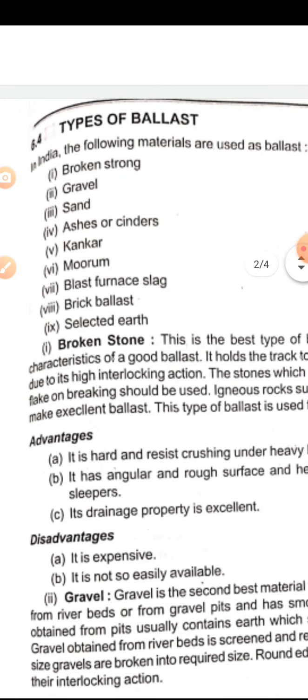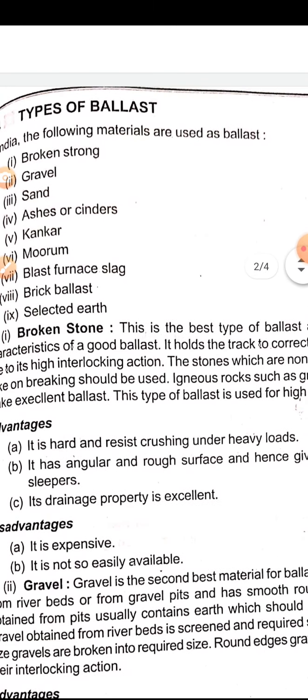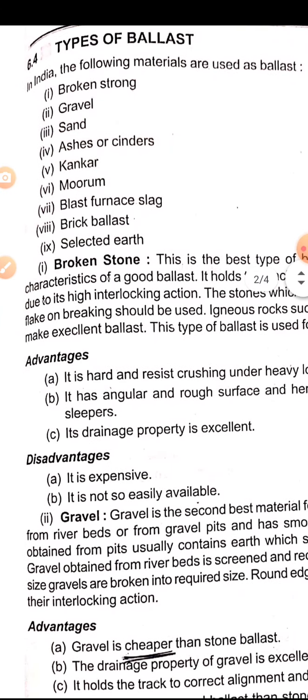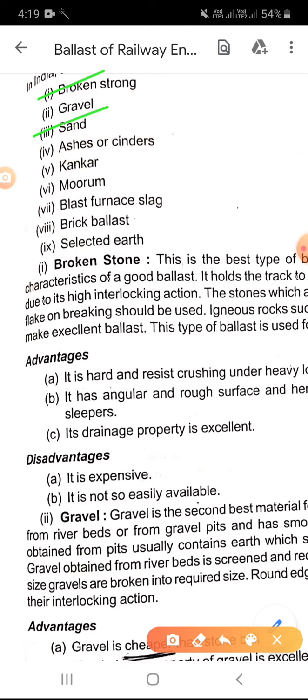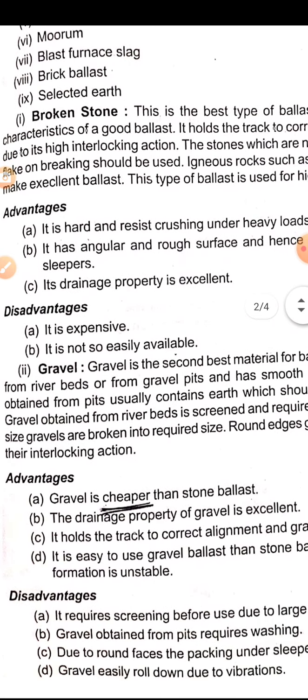Types of ballast. In India, the following materials are used as ballast: one, broken stone; two, gravel; sand, ashes, cinders, kankar, murram, blast furnace slag, and selected earth. First see the broken stone.